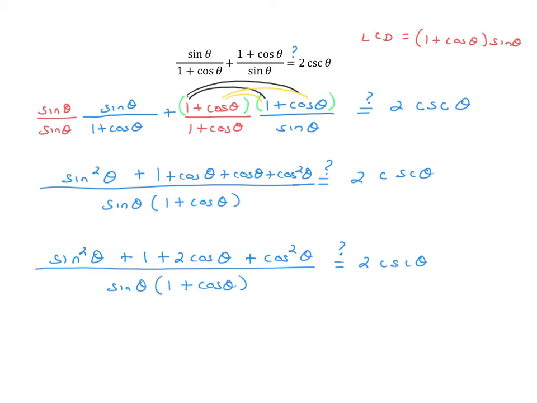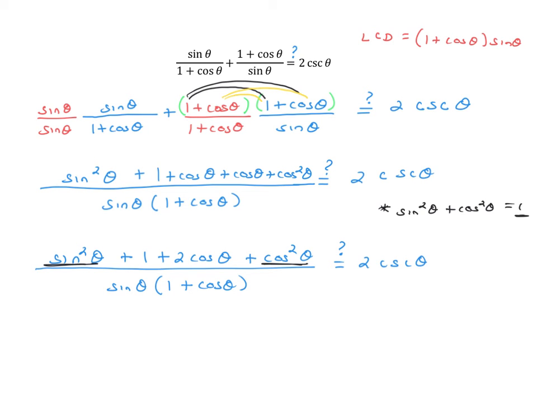Oh, well, here I see something. I see that I have sine squared and cosine squared. These two can be combined to give you an additional 1 in the numerator. So here I'm referencing the fact that sine squared of theta plus cosine squared of theta is really equal to 1. So this here and this here, I'm just going to replace with 1.